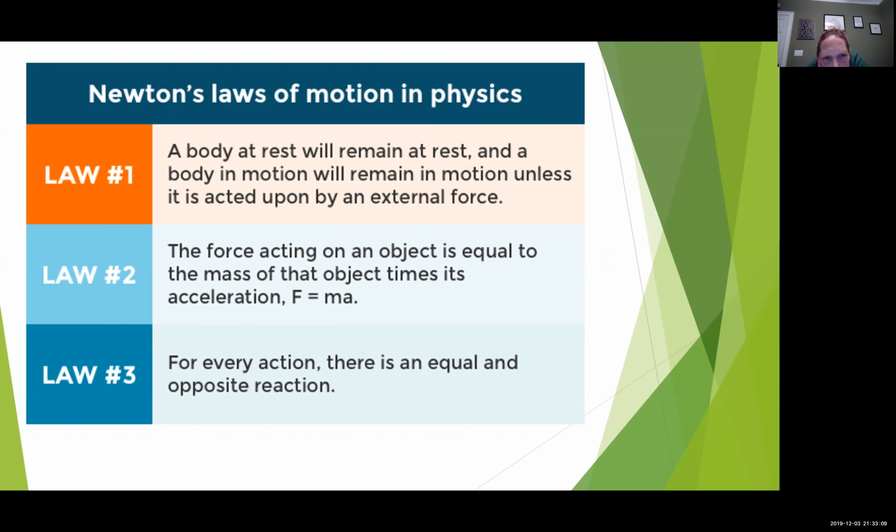Newton's second law of motion. The force acting on an object is equal to the mass of that object times its acceleration. Newton's third law. For every action, there is an equal and opposite reaction.